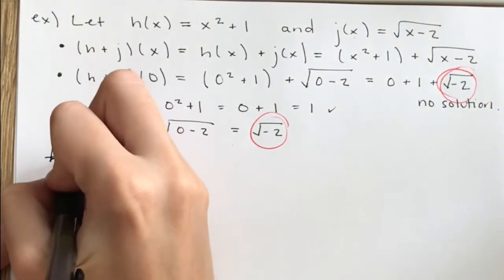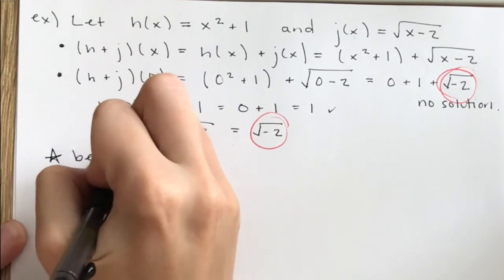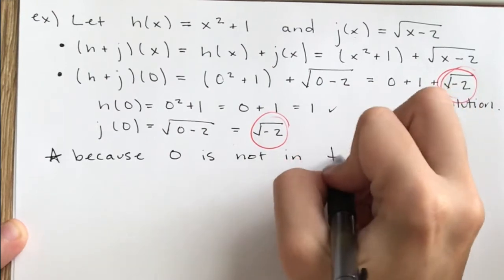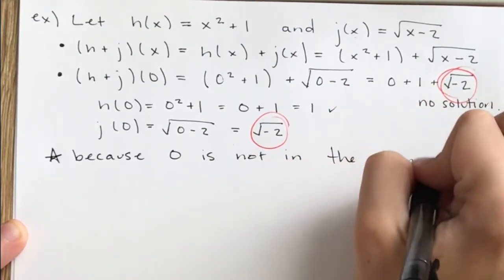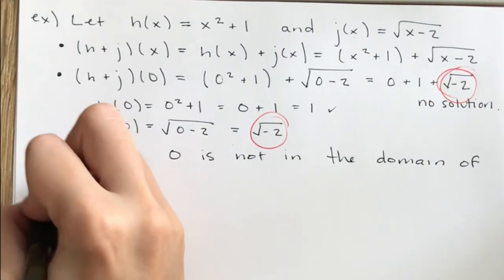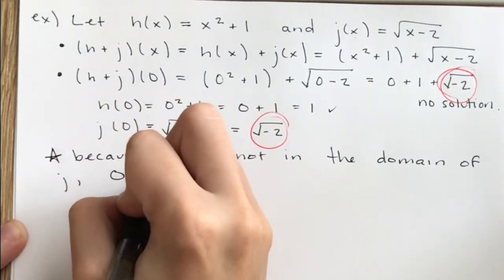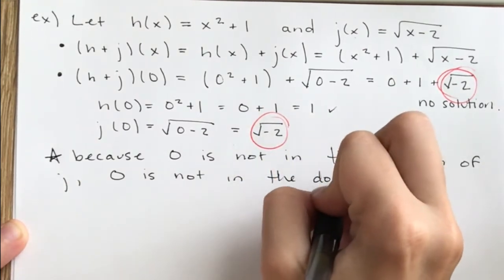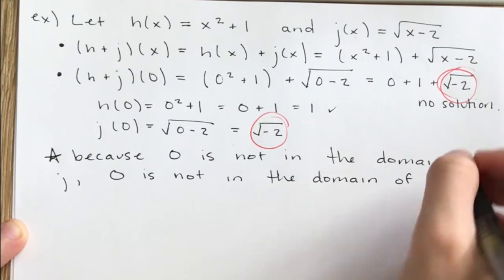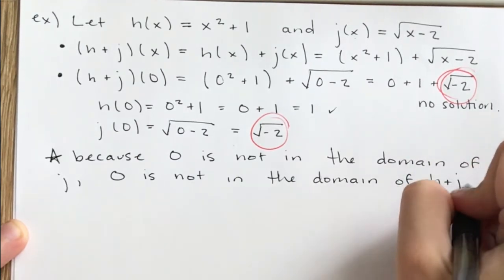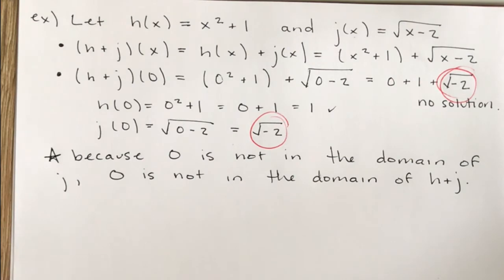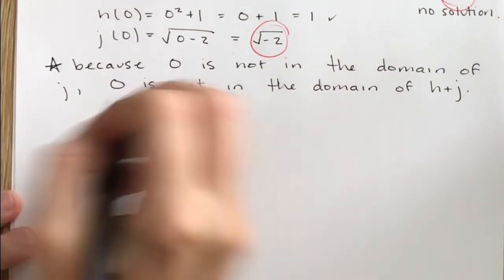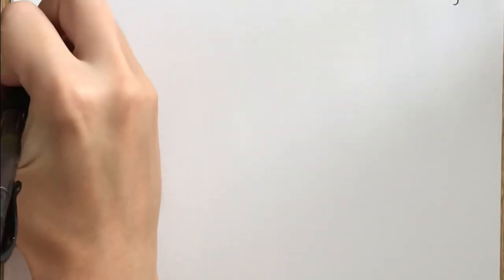So, because 0 is not in the domain of j, 0 is not in the domain of h plus j. So what does that mean in the grand scheme of things for us? Let's kind of broaden our scope here.